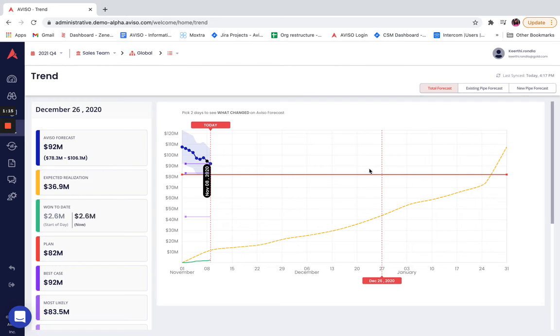You could also click on any of these two blue dots to know what's changed in Aviso forecast between a certain time period.